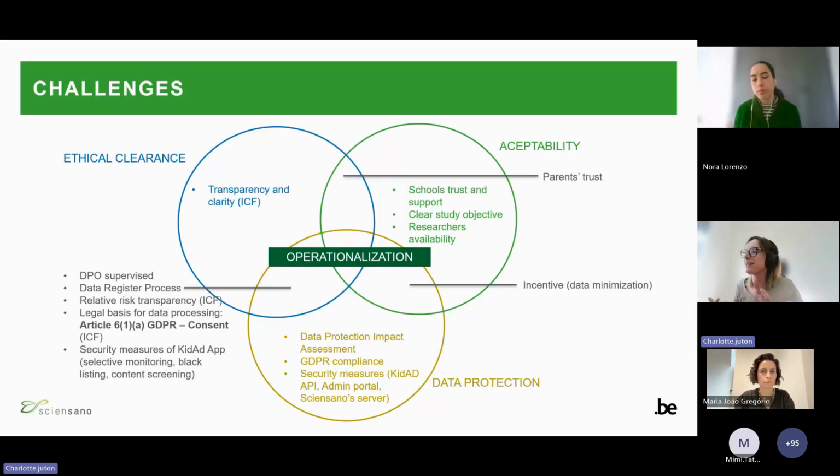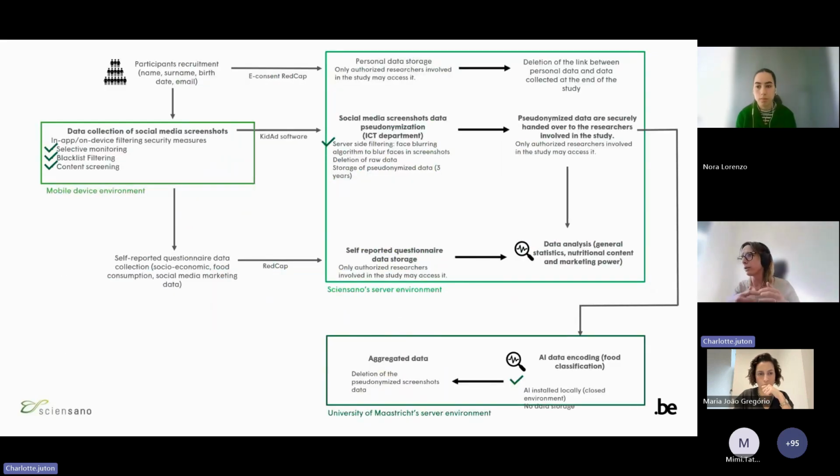So everything is somehow interconnected to being able to operationalize the study, and something that should not be overlooked is the acceptability part. What was really helpful for us was that we had the school's trust and support in carrying out the study, being absolutely transparent and having clear objectives towards the adolescents, so what we aim to achieve, and also being available to answer any questions or doubts that they had regarding the study.